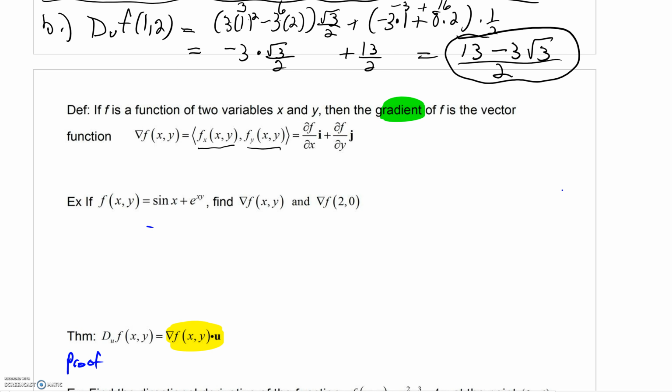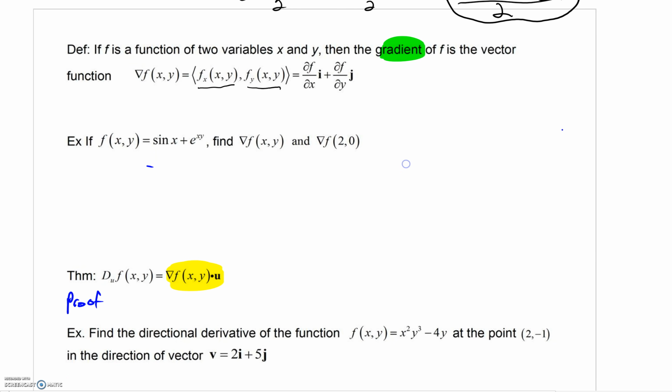But let's go ahead and take a real quick look at what the gradient is going to be. Over and again, I think you're going to see that we're going to be taking derivatives. The derivative of sine of x with respect to x, that's going to be the cosine of x. The derivative of e to the xy with respect to x, well, we need the chain rule. We're going to have e to the xy, but the derivative of that argument with respect to x is just going to be a y, so out comes a y. F sub y, the derivative of f with respect to y, derivative of sine of x goes away, doesn't it?